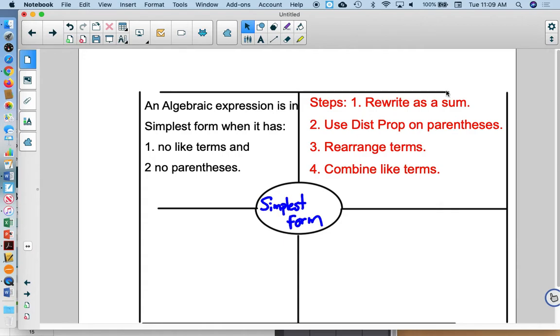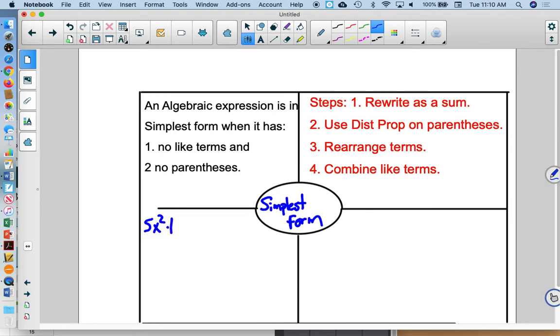Does that look better to you? Okay. Now, let's go with a couple of examples. I can't do these with that because it won't let me. Okay, so 5x squared plus 6x minus 3x squared plus 8 minus x. Okay?